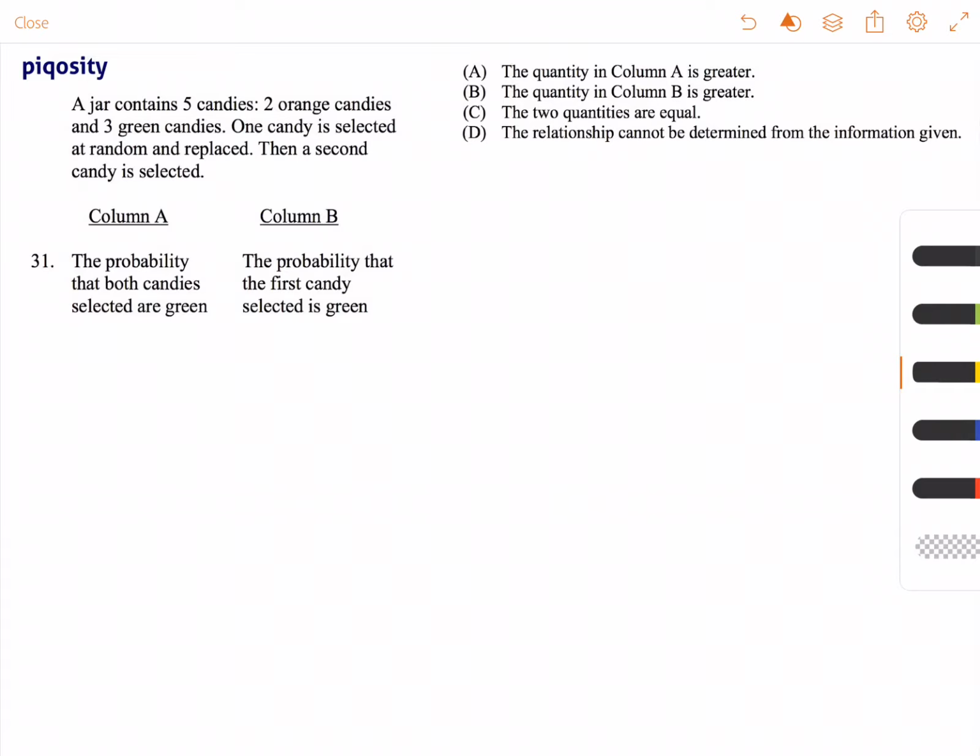A jar contains 5 candies, 2 orange and 3 green. 1 candy is selected at random and replaced. This means it's put back into the jar. Then a second candy is selected. So we have 2 events occurring.